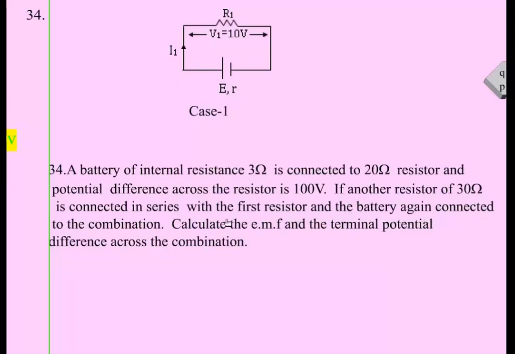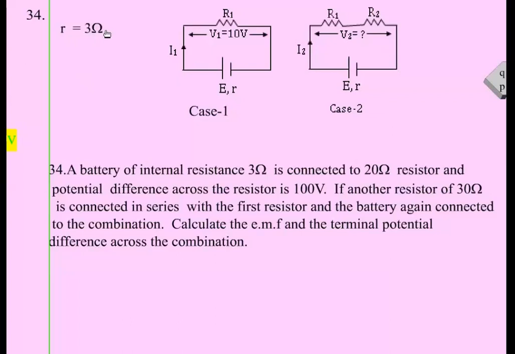If another resistor of 30 ohm is connected in series with the first resistor and the battery is again connected to the combination, let us consider another circuit. With R1, a resistor R2 is connected in series. The same battery is connected here. What is the voltage across this combination, that we have to calculate?